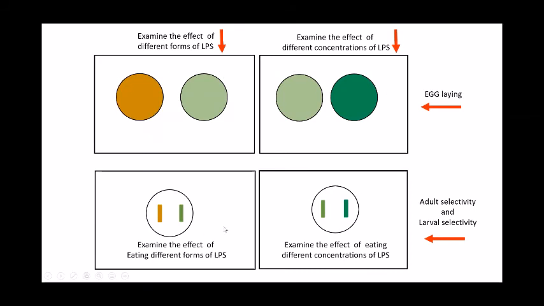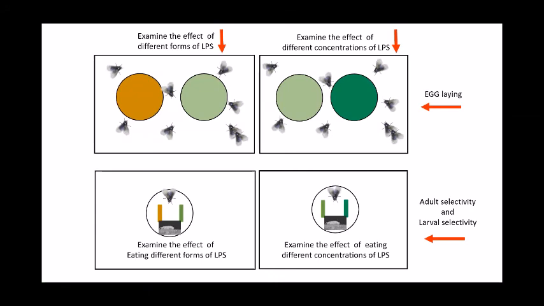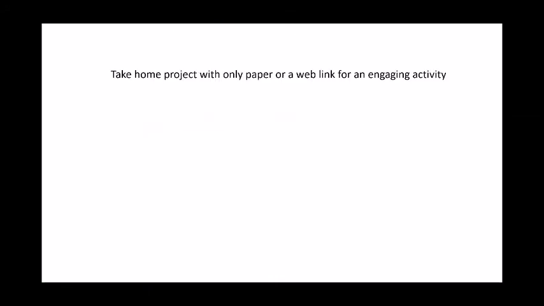One can also look at the adults and see if different levels of food matter, or if the larvae will choose, if they were in the food, would they choose one side over the other? So do adults and larvae both have preferences? So this is where we're going, at a more advanced level of investigation.